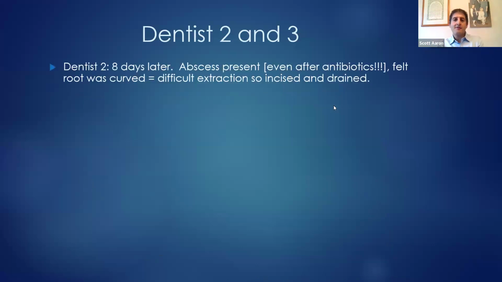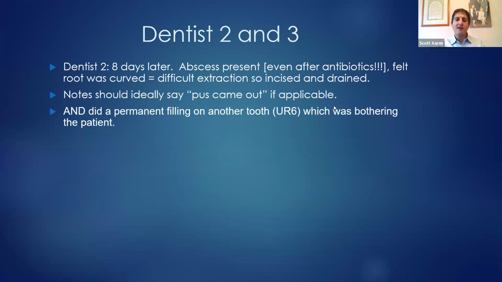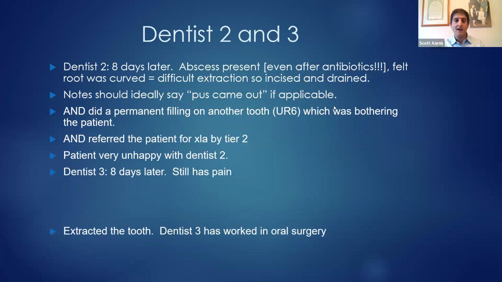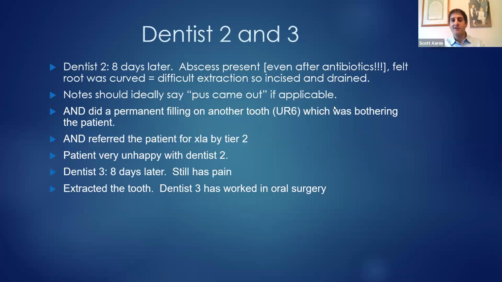So anyway, this dentist did an incision, they drained it, they said, ideally you'd put in your notes, pus came out, but it did. So anyway, they did a permanent filling on the upper right 6, which was also bothering the patient. They referred the patient for extraction by tier 2 because they thought it was a difficult extraction. And the patient was extremely unhappy with dentist 2, who had done all the work. 8 days later, they came in, they still had pain, and a third dentist extracted the tooth.